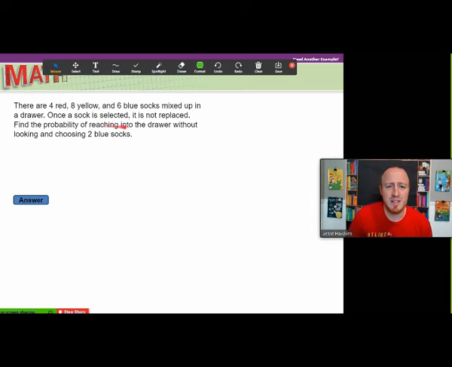Once a sock is selected, it is not replaced, making it a, say it with me now, dependent event. High five. Find the probability of reaching into the drawer without looking and choosing 2 blue socks. So the first draw. There are 12 plus 6 is 18. There are 18 socks in that drawer. And the favorable outcome is a blue sock, so that'd be 6 out of 18, or 1/3.